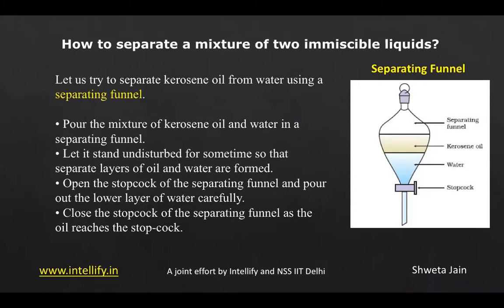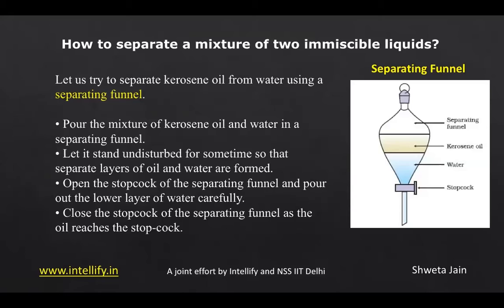So here for this we use a separating funnel. We will take a mixture of kerosene oil and water, and we will first close the stopcock and pour the mixture in the separating funnel. We will leave the separating funnel undisturbed for some time. So the lighter liquid, which is kerosene, will separate out and float on top, and at the bottom we will have water which is heavier than kerosene.